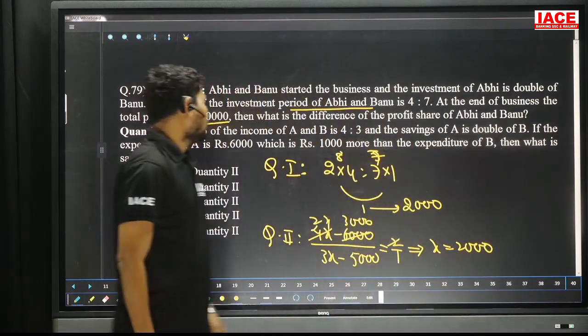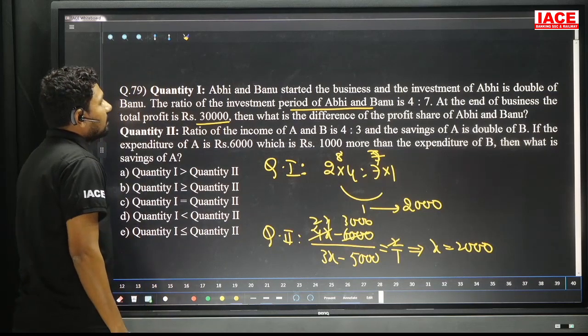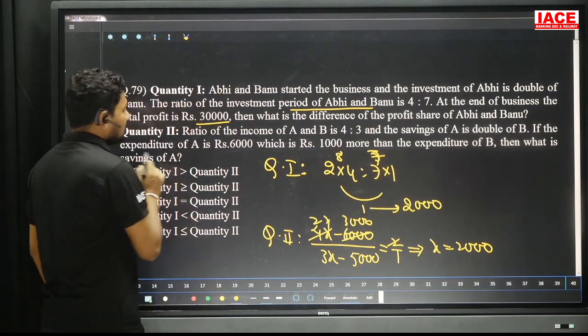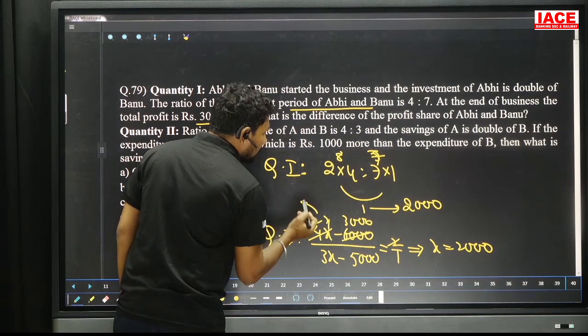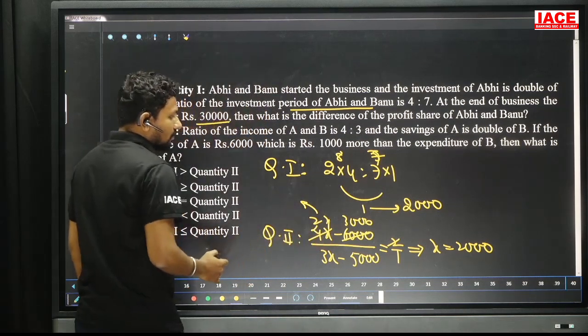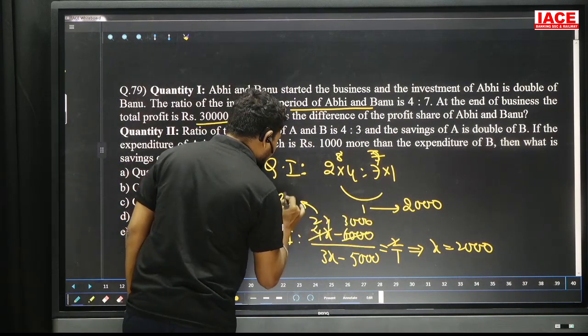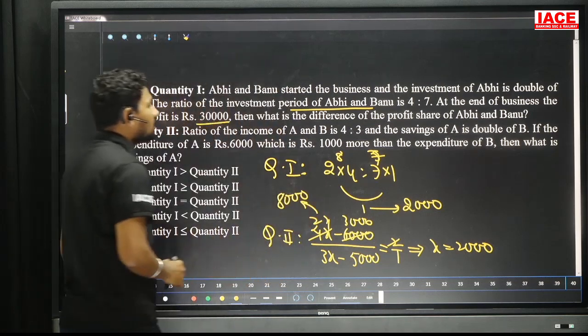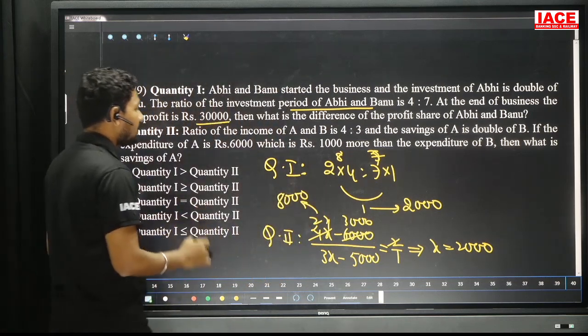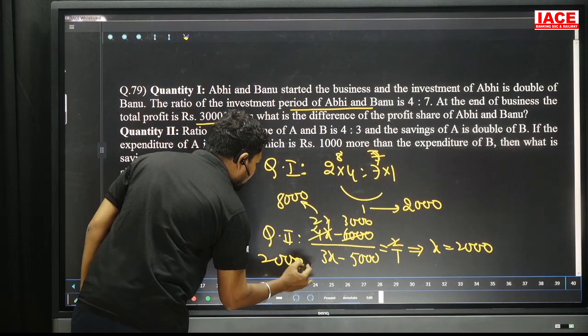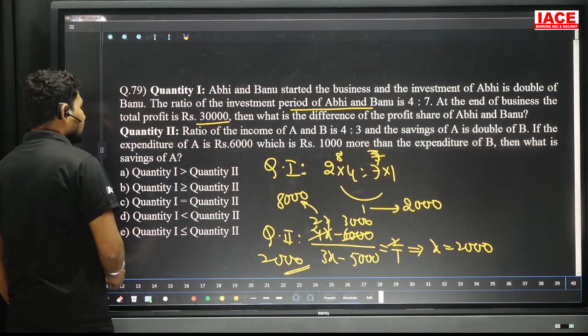The gap gives x is equal to 2,000. X value is 2,000, so what is the question they are asking here? What is the savings of A? First of all calculate A. So the value of 4x is 8,000. From 8,000, 6,000 will be removed as expenditure, and you will get a saving of 2,000. Then quantity 1 is 2,000, quantity 2 is 2,000, so both are equal.